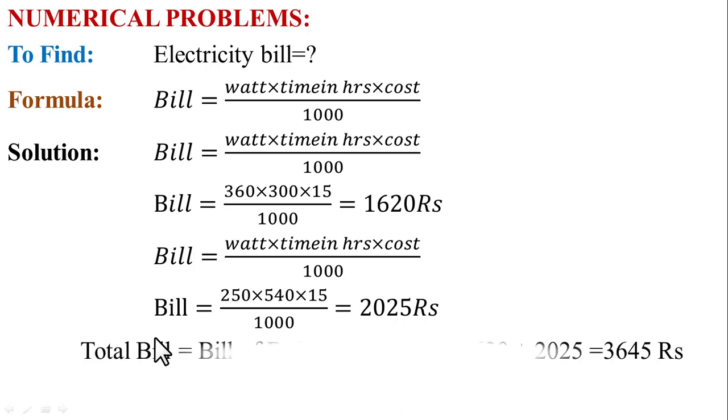Now we will have the total bill. Bill is equal to bill of bulb plus bill of fan, that is equal to 1620 plus 2025. So total bill is equal to 3645 rupees.